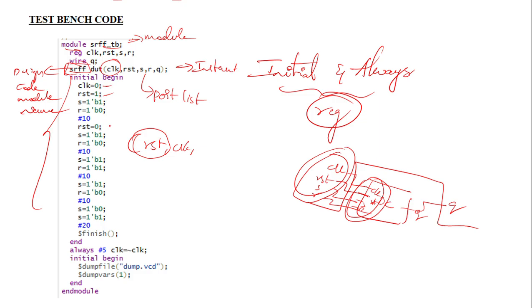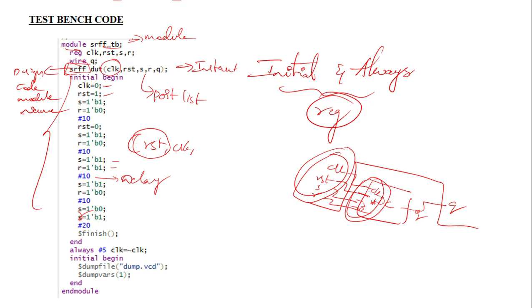Here you can see that 10 nanoseconds later our S value is 1 and R value is 0. Again after some delay, I give different combinations of S and R. Again some delay, I give different combinations of S and R. And again some delay, I give some different values of S and R. Sorry, this is the R value maybe.